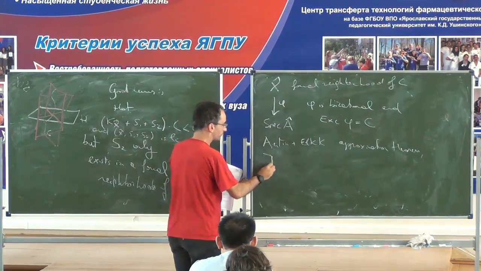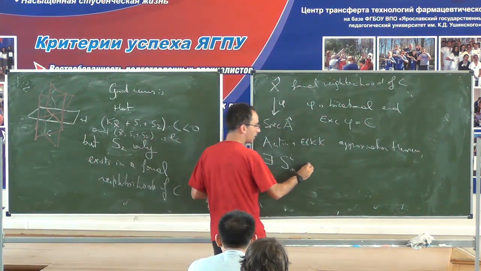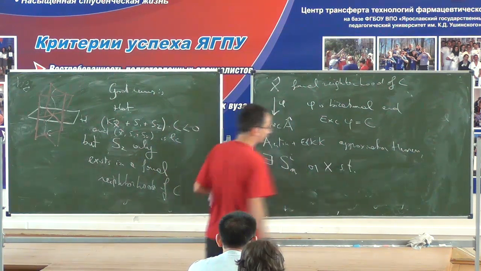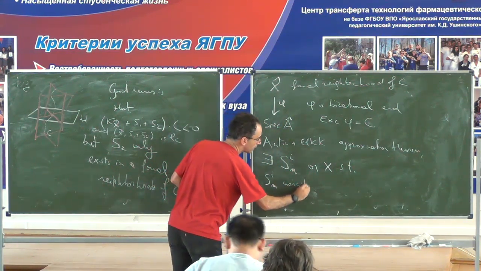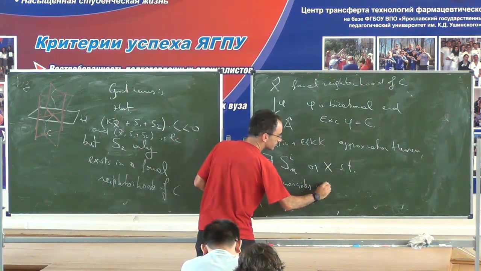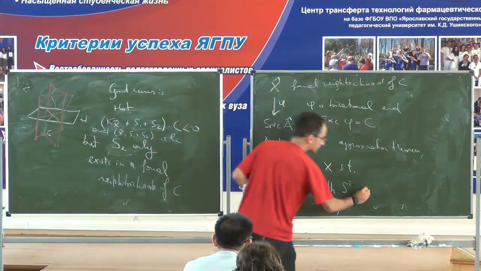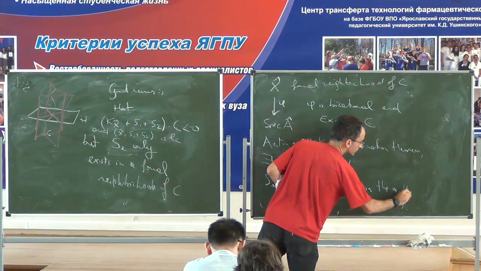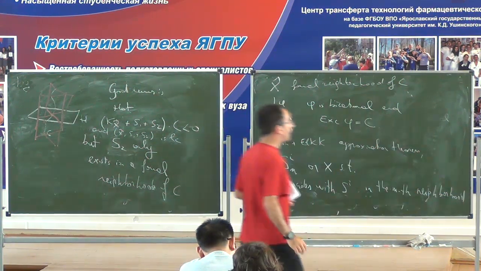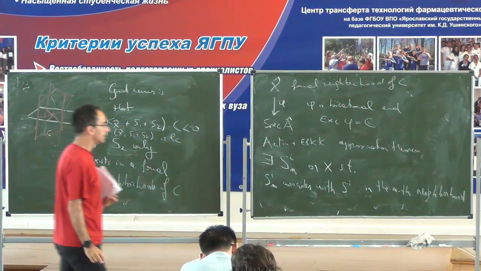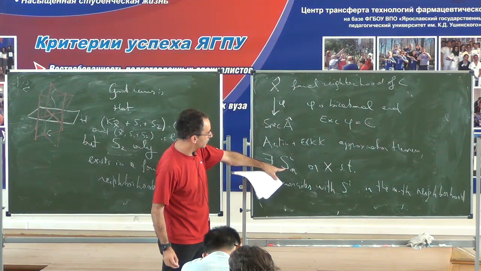One can show that there exists a sequence of divisors S_i^m on X, such that S_i^m coincides with S_i in the nth neighborhood of C. What is the nth neighborhood of C? It's the neighborhood defined by the nth power of the ideal sheaf defining C. Okay? So we have an infinite sequence of surfaces which approximate both S1 and S2.